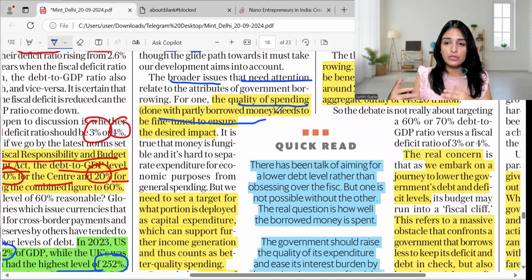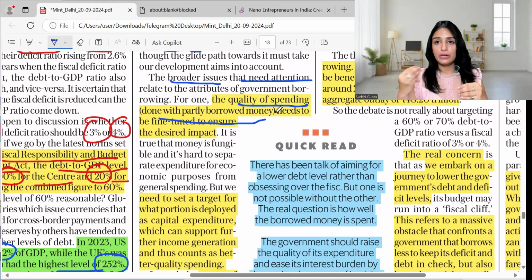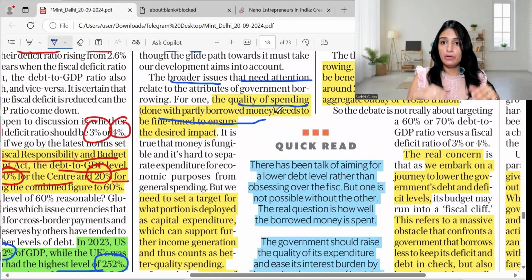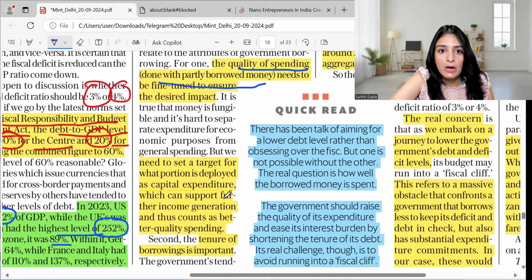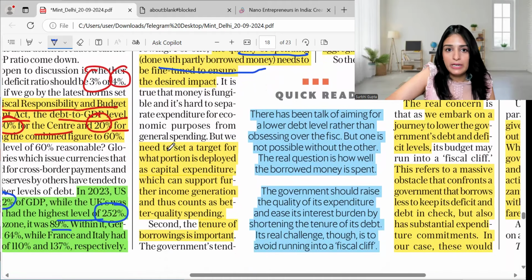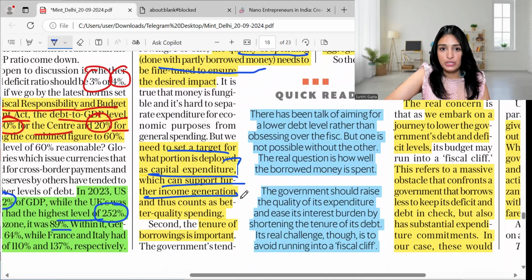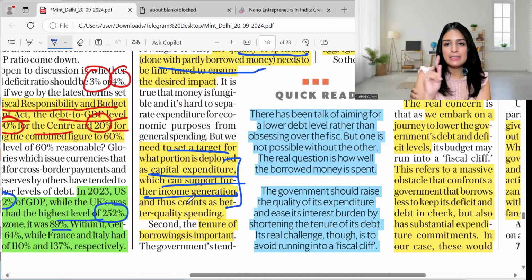Because capital expenditure means either you're creating highways, roads, assets, or you're reducing your liability. Both are capital expenditure. That is what is written here also: need to set a target for what proportion is deployed as capital expenditure, which can support future income generation. A major proportion should go towards capital expenditure.